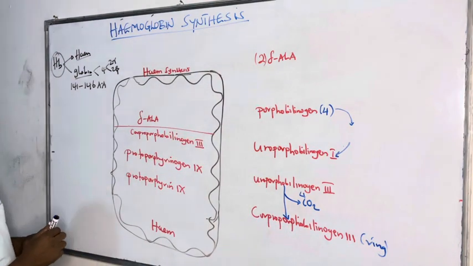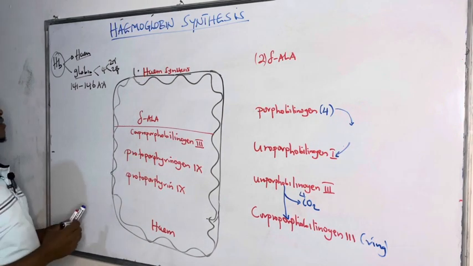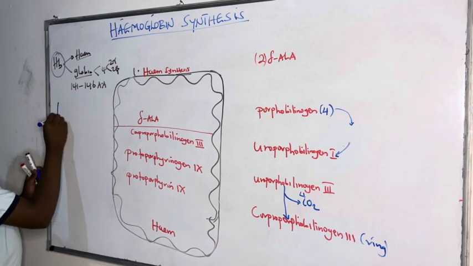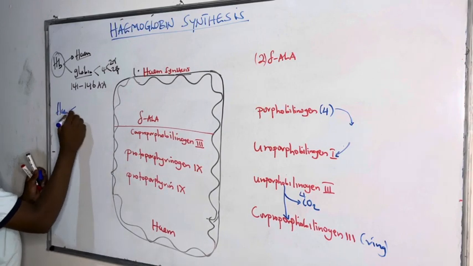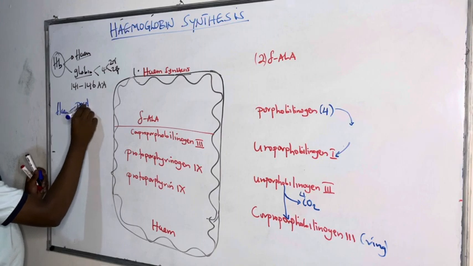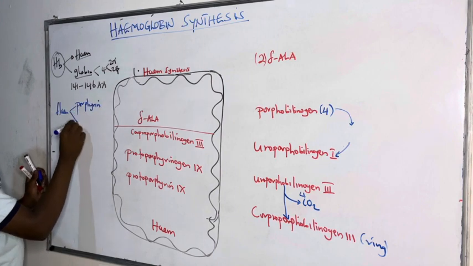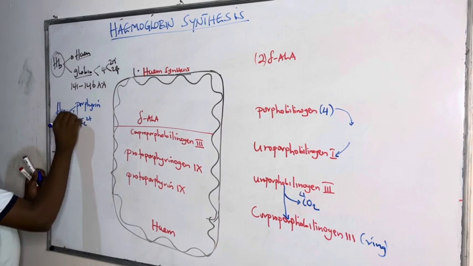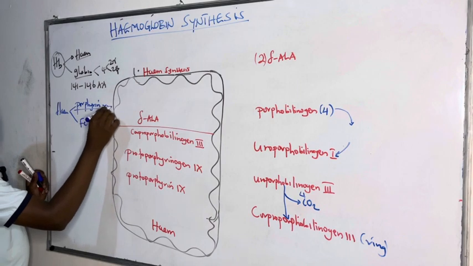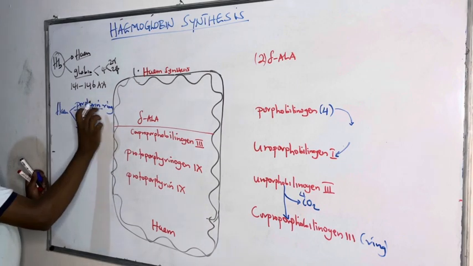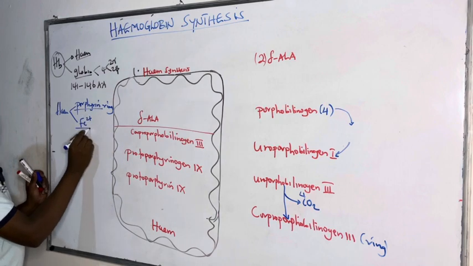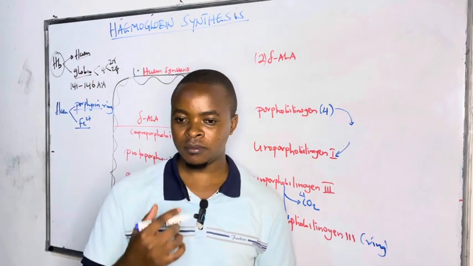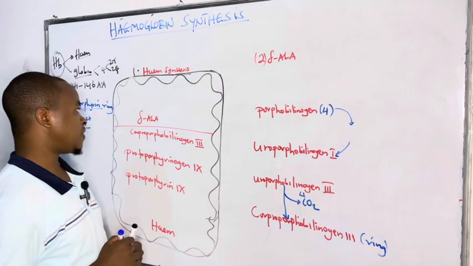So we are beginning with number 1, which is heme synthesis. And this heme, when we have heme, it is composed of the porphyrin ring and iron in ferrous state. So we are going to see first how the porphyrin ring is formed. After knowing how the porphyrin ring is formed, we shall see how iron is incorporated within the ring to form heme.